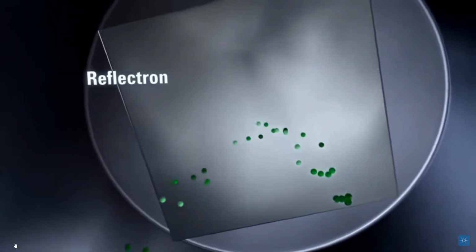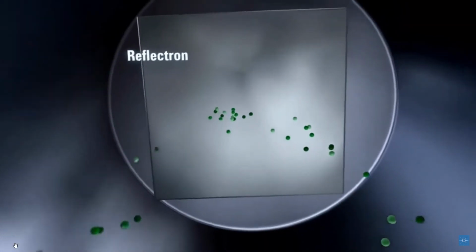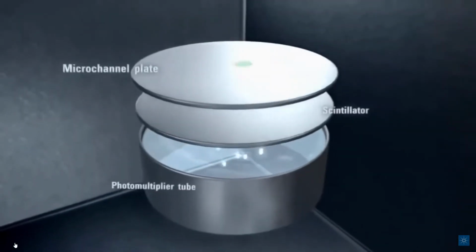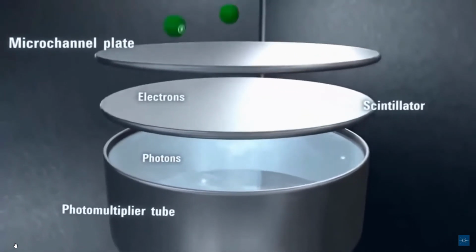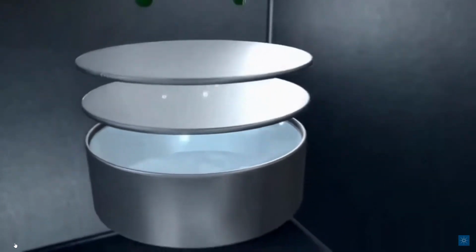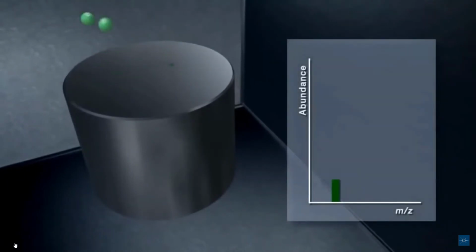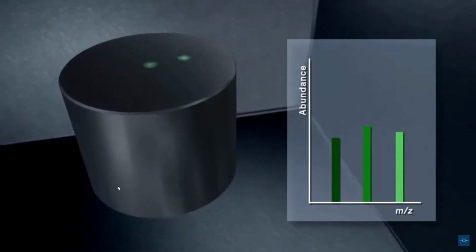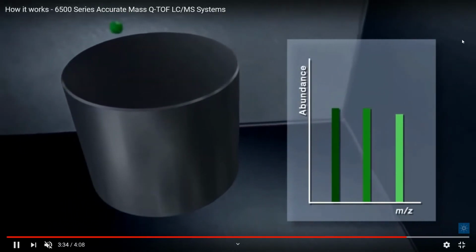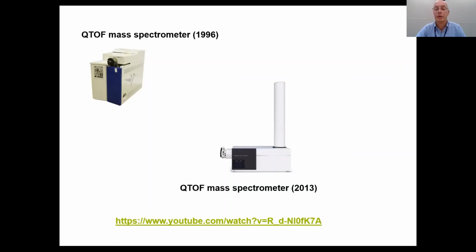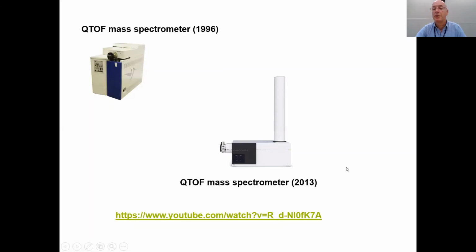This is the reflectron. The ions stop and then reverse back down onto the detector at the bottom of the flight tube. And here they strike a microchannel plate detector. The signal is converted to electrons and back into photons, back into electrons in the photomultiplier tube, and then that will generate our m/z spectrum. I'm going to return to our presentation.